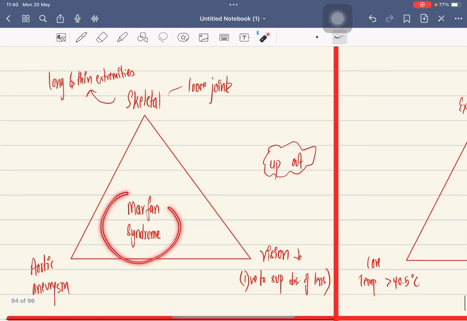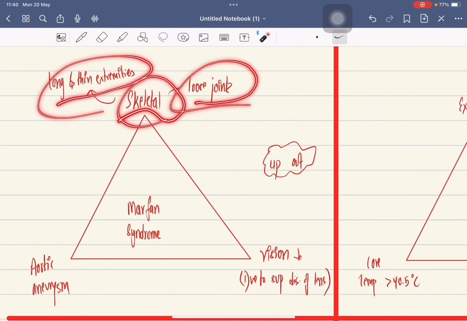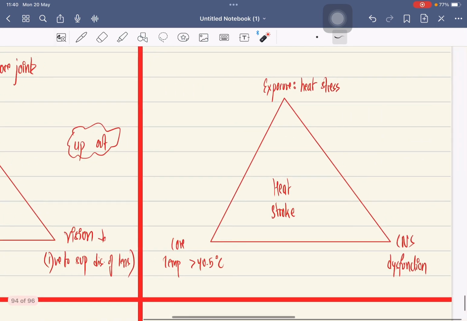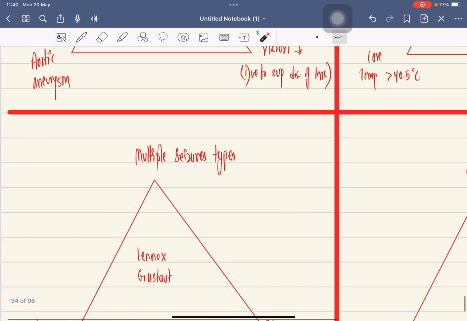Next, we have Marfan syndrome, which consists of skeletal changes like long and thin extremities, loose joints, aortic aneurysm, and decrease in the vision due to the superior and superolateral dislocation of the lens. Next, we have heat stroke: exposure to heat, core temperature more than 40.5 degrees Celsius, and CNS dysfunction.